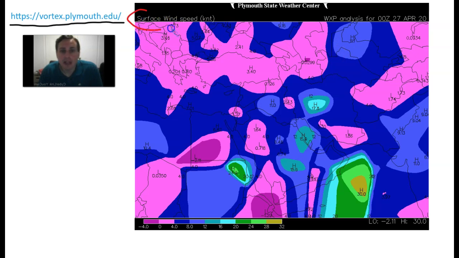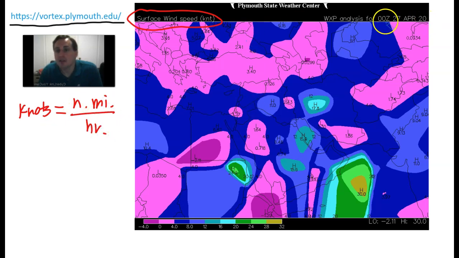Let's see, and that's in knots. So knots are going to be nautical miles per hour. Okay? Then we are at the same time, so this is important. I had to make sure the timestamp was the same time.